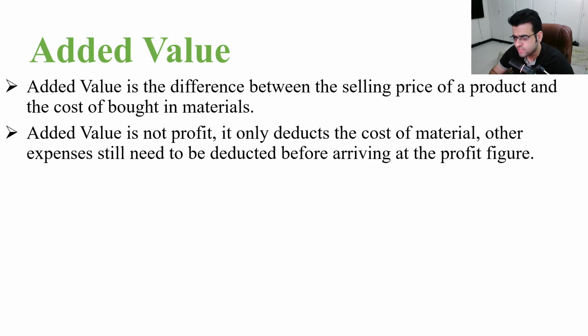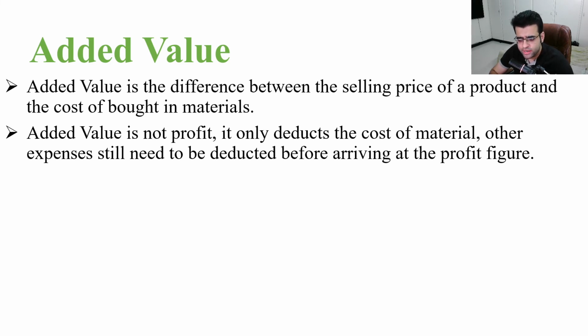Now let's discuss it with the help of an example. Let's suppose there is a marker that is selling for 250 rupees. So the selling price of that marker is 250 rupees. And the cost of making this marker, let's suppose the plastic used or the ink used amounts to 100. So added value in this case would be 250, that is the selling price, minus the cost of material, which is 100. So added value would be 150.